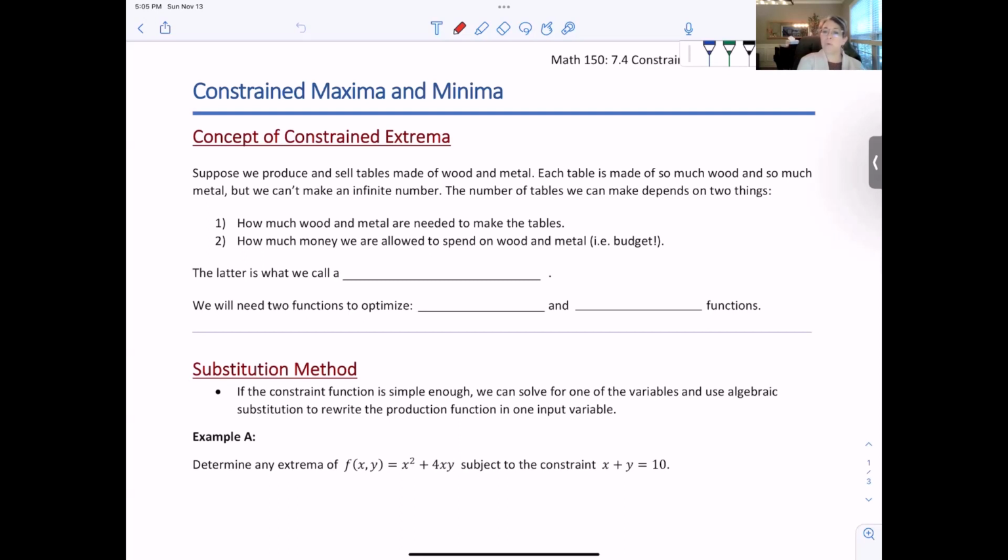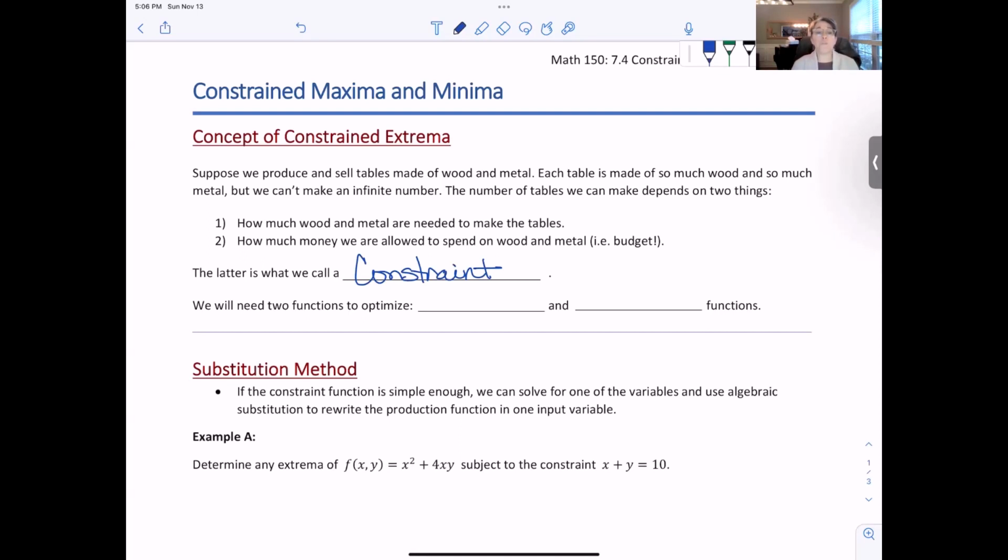The number of tables we make depends on two things. One, how much metal and wood are needed to make each table, and also how much money we're allowed to spend on getting the wood and the metal. In other words, there's going to be a budget. That latter part, number two, is what we would call a constraint.